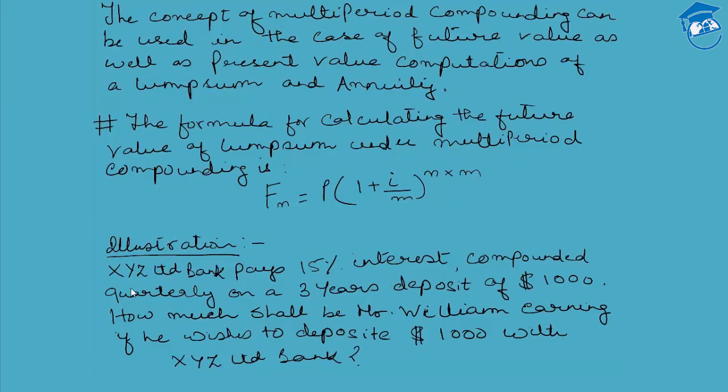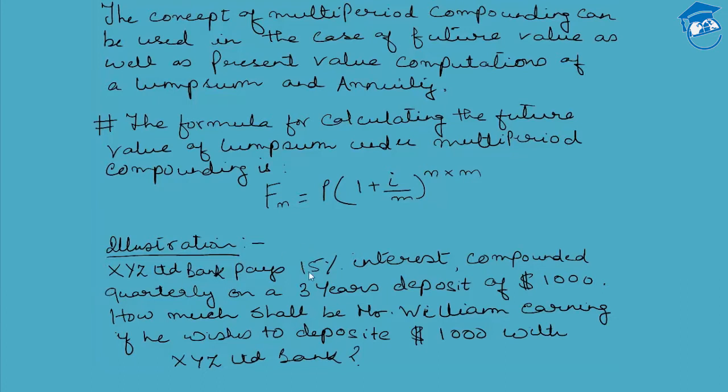Now the illustration says: XYZ Limited Bank pays 15% interest compounded quarterly on a 3 years deposit of 1000 USD. How much shall Mr. William be earning if he wishes to deposit his 1000 with XYZ Bank Limited? The question is pretty straightforward, which says that XYZ Limited Bank pays 15% interest compounded quarterly on a 3 years deposit of 1000 USD. How much shall Mr. William be earning if he wishes to deposit 1000 USD with XYZ Bank Limited?